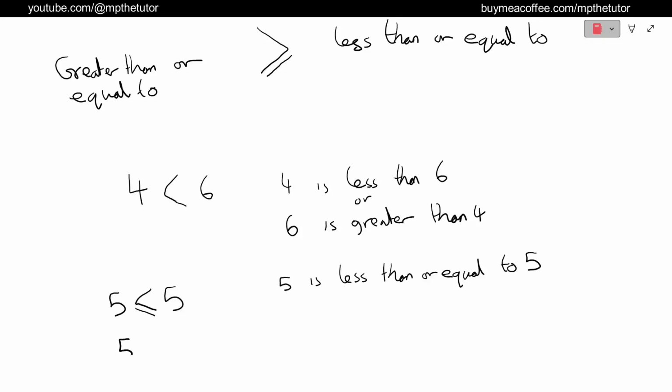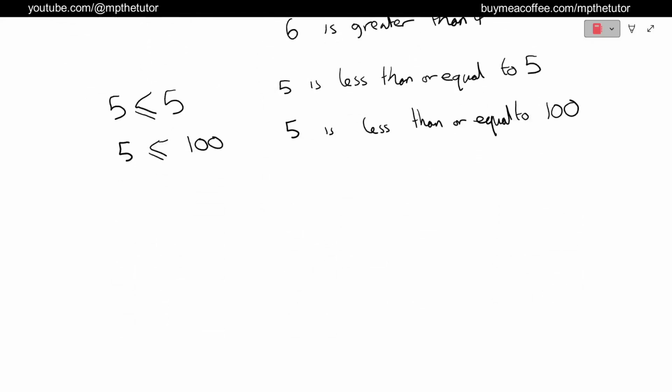But also you could have 5 arrow line 100. Well, 5 is less than or equal to 100. Technically all correct. You could also have it where instead of being 5 is less than or equal to 100, you could have 100 is greater than or equal to 5. Both are the same thing.